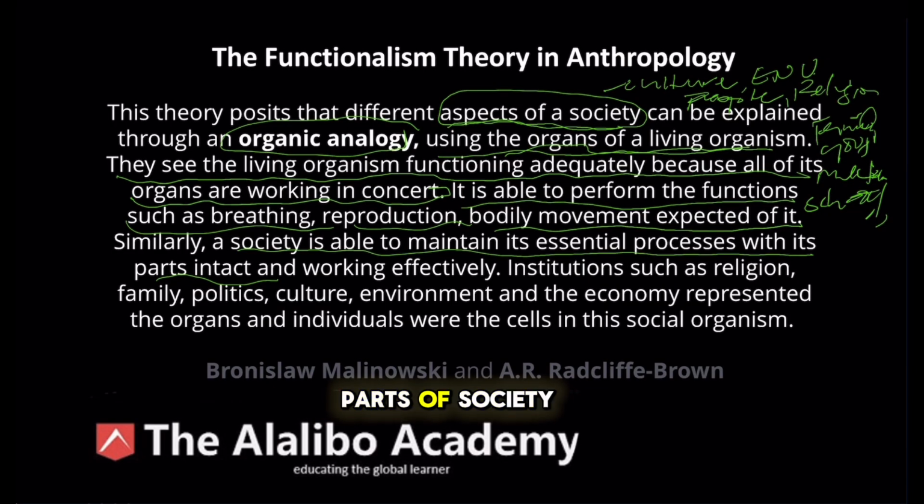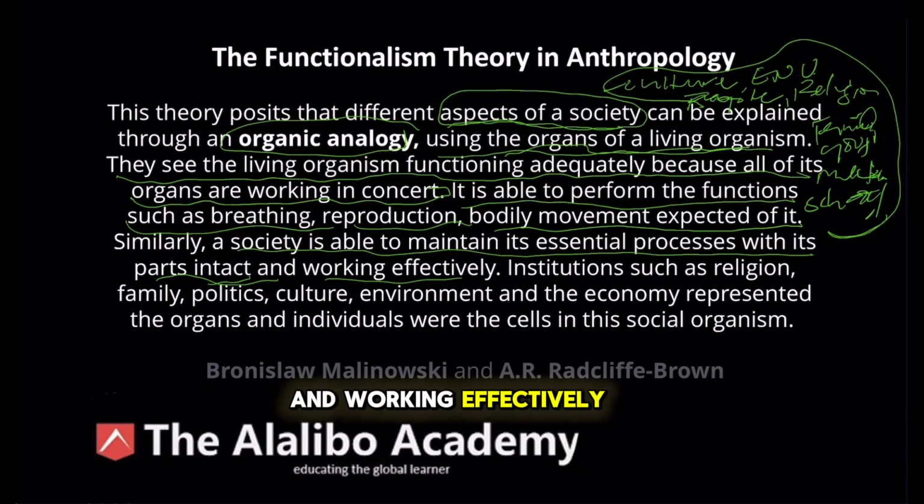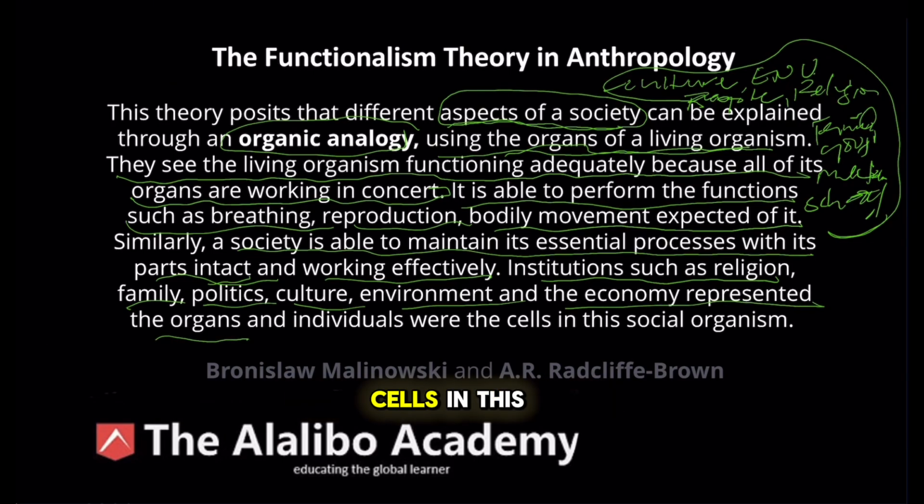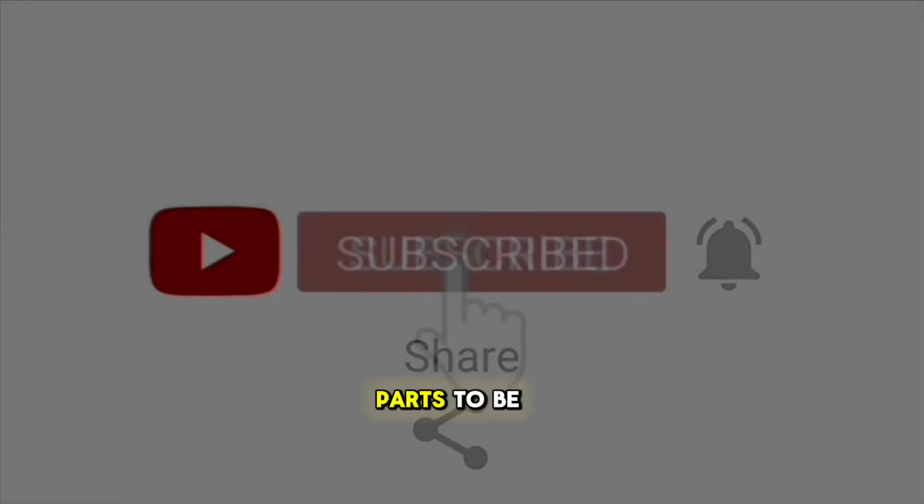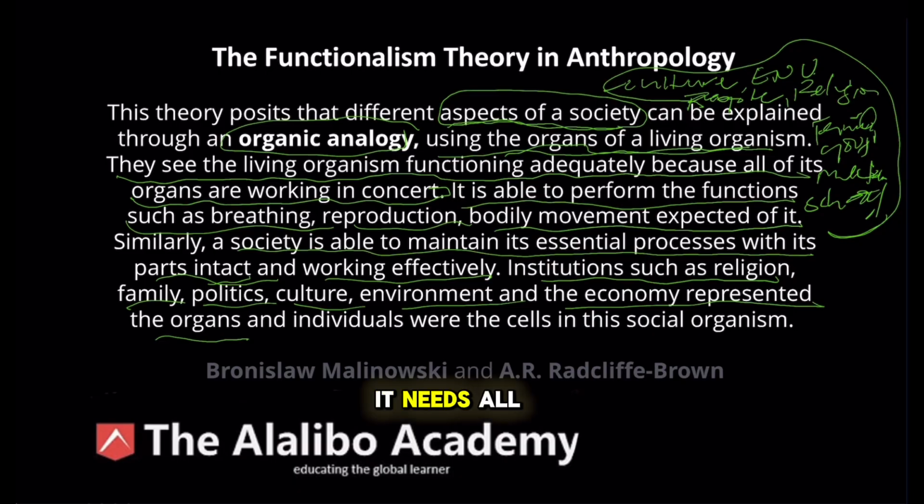We've already talked about the parts of society, and we see some of them here, with the parts intact and working effectively. Institutions such as religion, family, politics, culture, environment, and economy represented the organs and individuals were the cells in this social organism. Right, so it's important to understand it this way that society cannot function without some of its parts. And that's the whole point here of functionalism, that society is so critical that it needs all of its parts to be functional. And take a look at a car, it needs all of its parts to be able to function at its highest level.